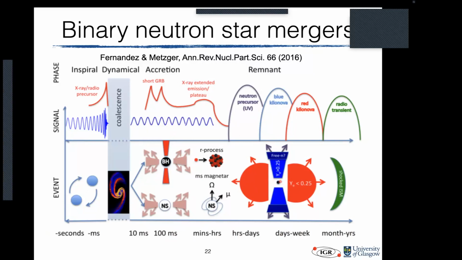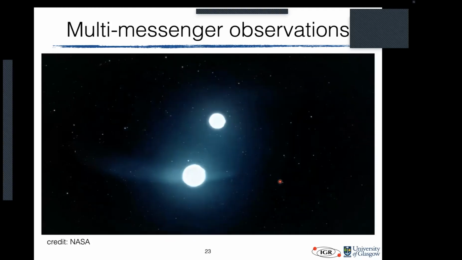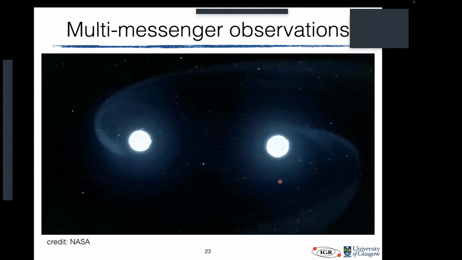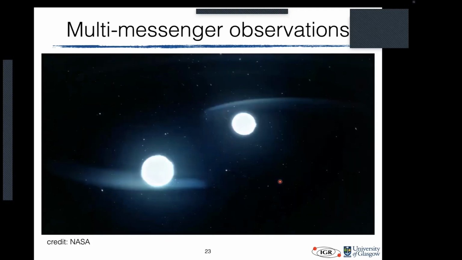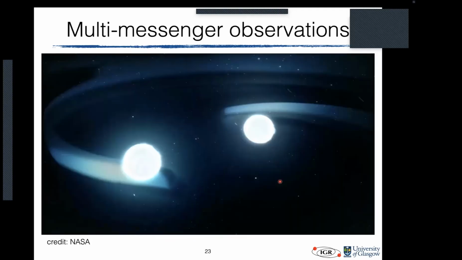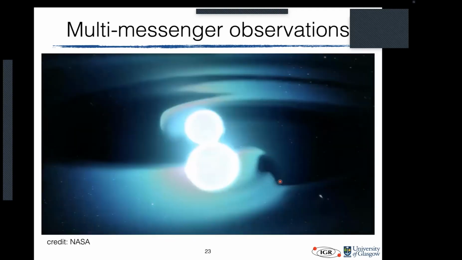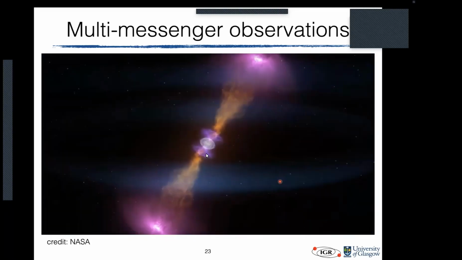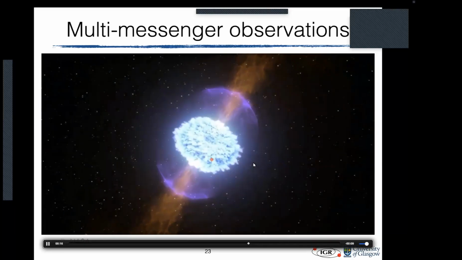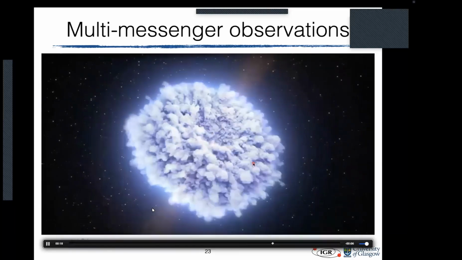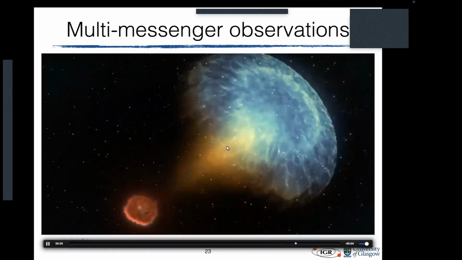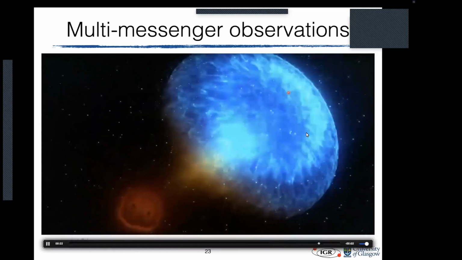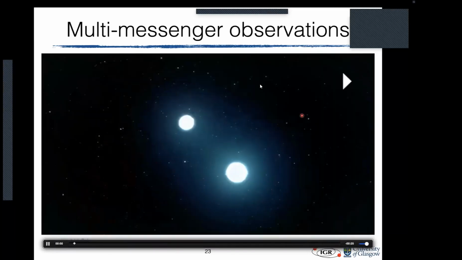So here's an animation of what happened. Two neutron stars went together, and then they go faster and faster and faster. So the gravitational wave signal goes faster and faster and to higher frequency. And then eventually they touch, and here's the gamma ray burst and the shock. And then here's the blue kilonova, the blue light, and then it slowly cools and becomes red, as you can see. And here's the shock that is eventually observed in radio and X-rays, okay?